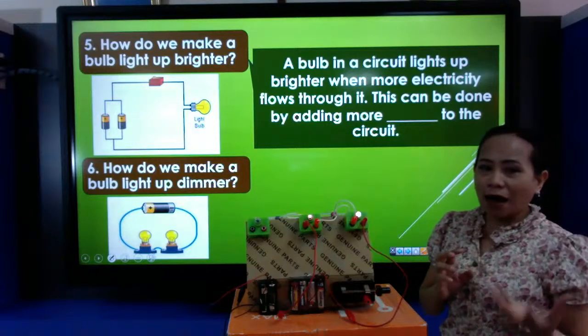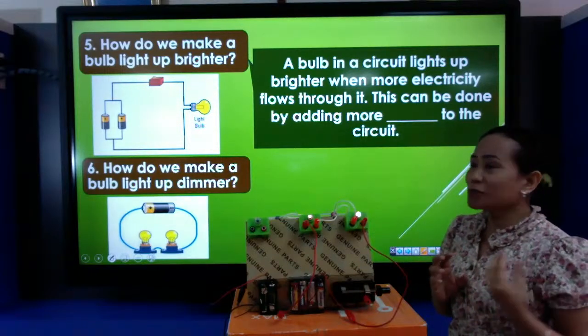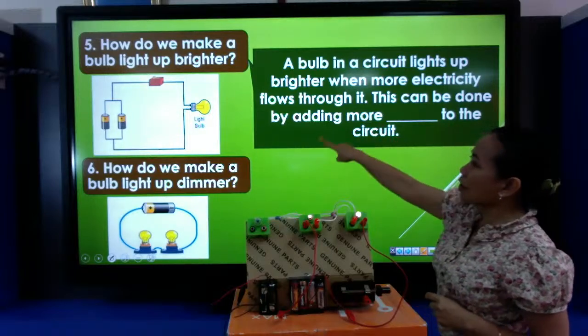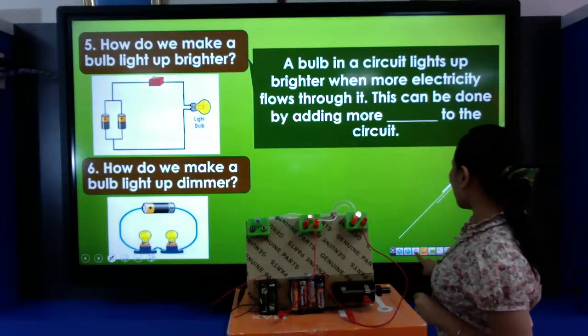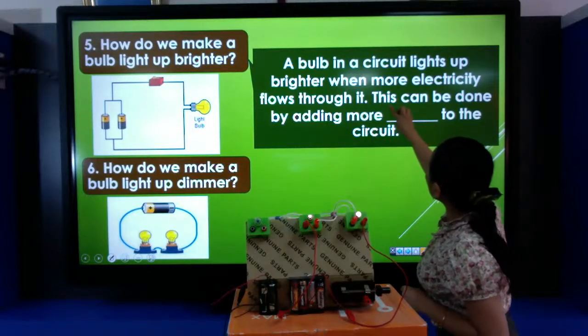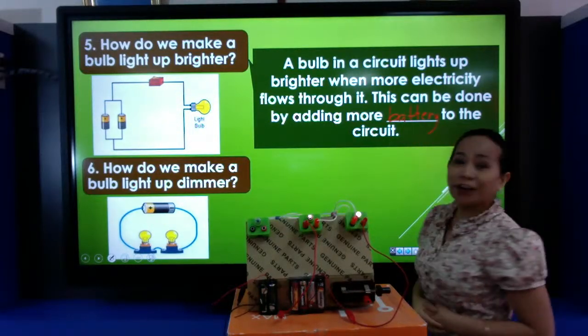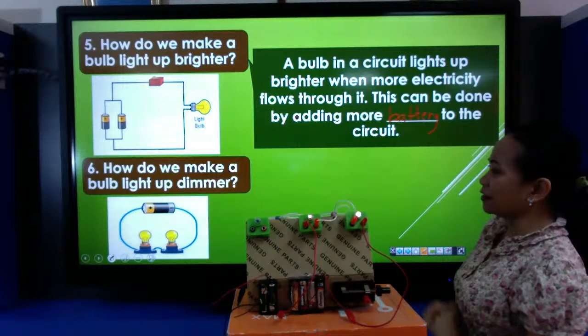To make a bulb produce brighter light, you should add more batteries, to produce more electrical energy.